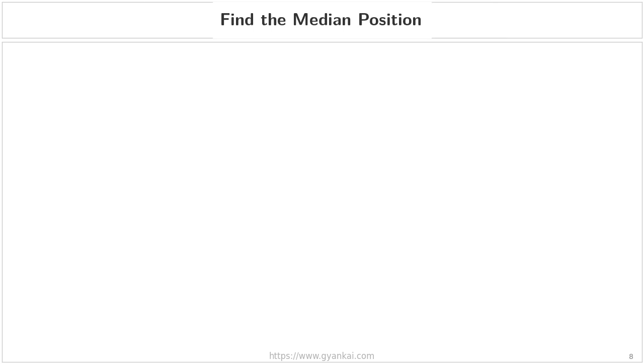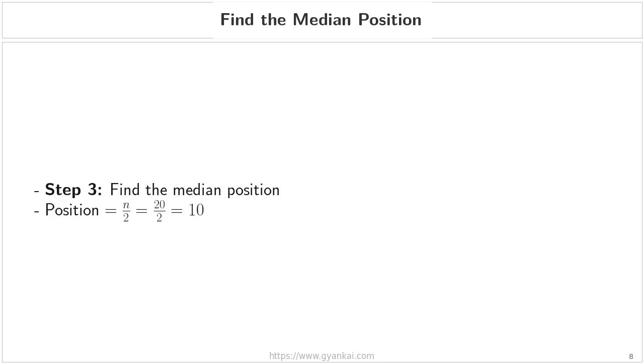Find the median position. Now that we have identified our total number of observations, which we found in the previous step to be 20, we move on to step 3, finding the median position. To do this, we take our total number, n, and divide it by 2. So, 20 divided by 2 gives us 10. This means we are looking for the 10th observation in our data set. Keep this number, 10, in mind, because in the next slide, we will use it to scan our cumulative frequency column to pinpoint the exact median value.